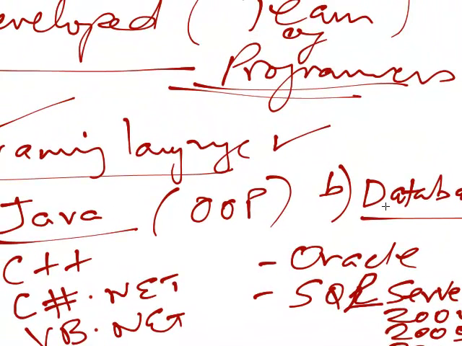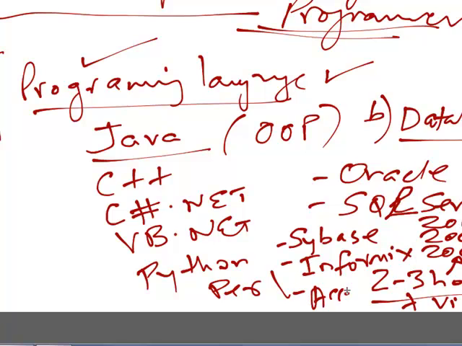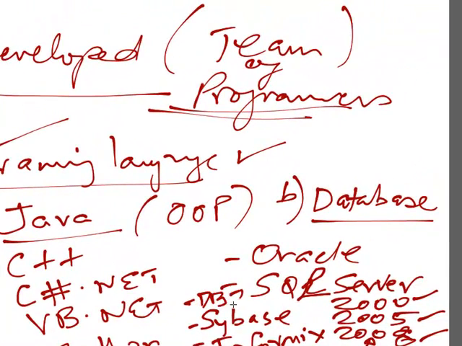Anyways, coming back to databases, there is Oracle, there is SQL Server, and there is something called Sybase as a database. There's something called Informix as a database. There is Access as a database. So there are a bunch of databases. They are relational database management systems, so RDBMS. So we'll talk about what is a relational database management system, and how one database is different from the other database.